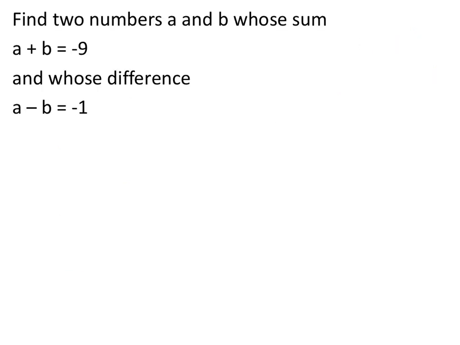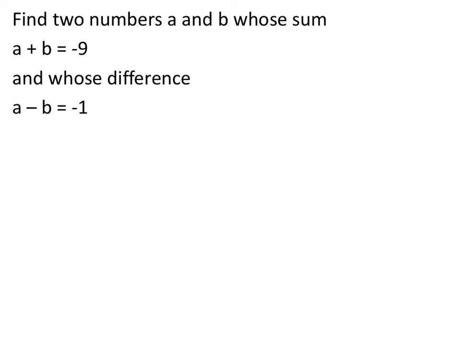All right, so we've been using substitution. We've seen elimination as well. This one is just a word problem that you'll see one kind of like this on the homework. Find two numbers, a and b, whose sum, a plus b, equals -9. But the difference, a minus b, is -1. They gave us a system. That was nice of them.